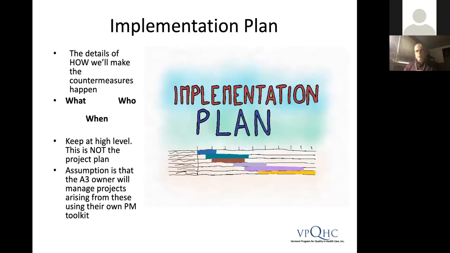So now we know what we want to do. How are we going to get it done? So you're going to put an implementation plan together, and it's a very simple one. Keep it at a high level. You're just looking at what, who, and when. And the assumption is that whoever owns this A3 is going to manage those projects at the project management level using their own tools. This is just a representation of the high level for these particular countermeasures.